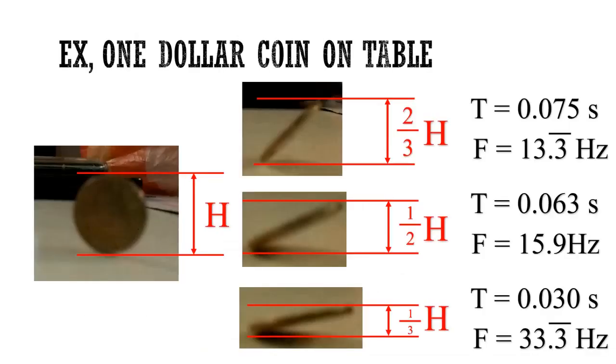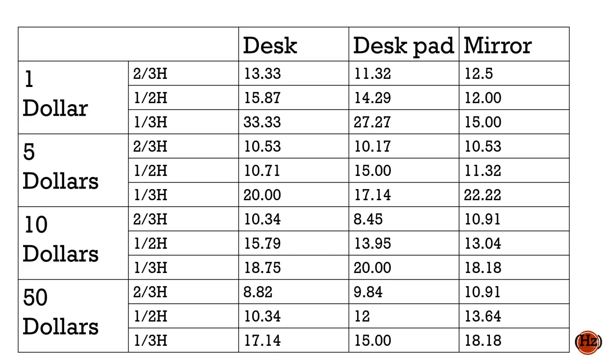And this is how we do it. We first find the initial height of the coin, and later we find 2/3 of the height, half of the height, 1/3 of the height, and find their individual cycle and individual frequency. Okay, so this will be our result. We have 36 data points here, quite a lot.